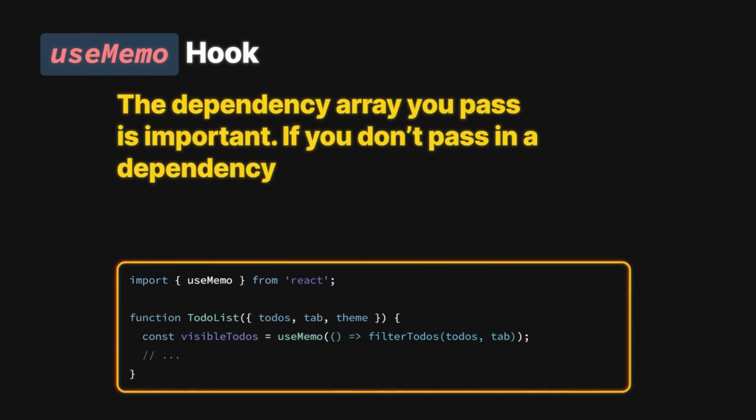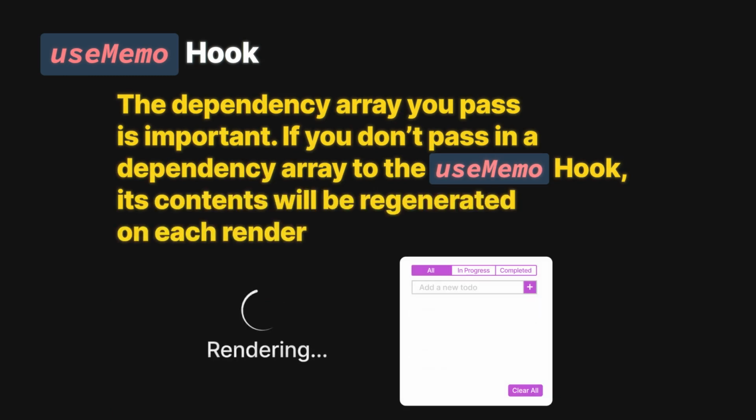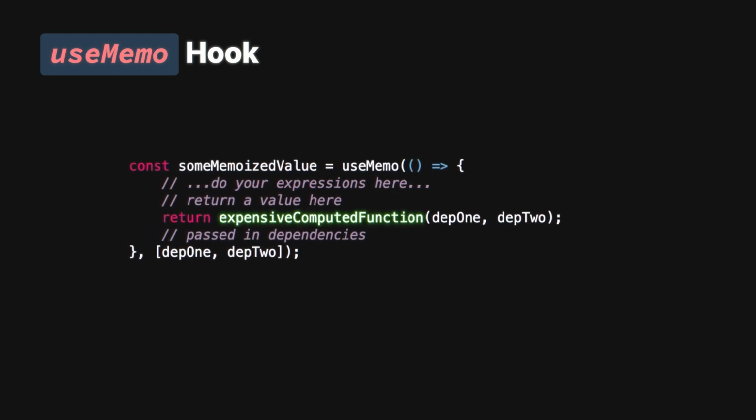The dependency array you pass is important. If you don't pass in a dependency array to the useMemo hook, its contents will be regenerated on each render, thus undermining its use. The use of the useMemo hook is quite simple. To hammer the point home, the expensive computed function above will only be called when either dep1 or dep2 in the dependency array changes.